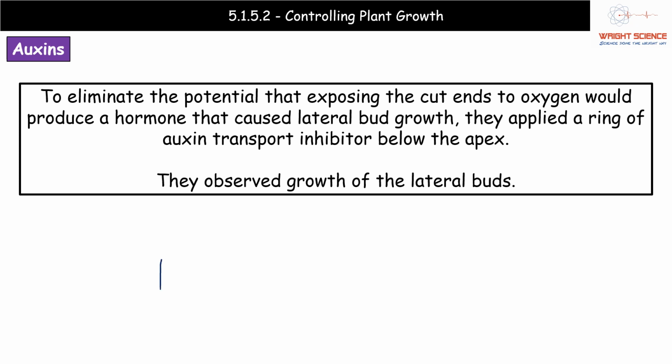So what we did this time, rather than cutting off that tip, is we just applied a little ring of auxin inhibitor below the apex. We're applying a little ring of a chemical there that's going to prevent auxin being transmitted down the plant, and as a result of that, we see lateral buds started to grow. So now we've eliminated the potential that it's down to the cutting of the tip itself and exposure to oxygen, etc. And we're now coming back to giving us more evidence towards the reduction in auxin being the cause of that increased lateral bud growth.